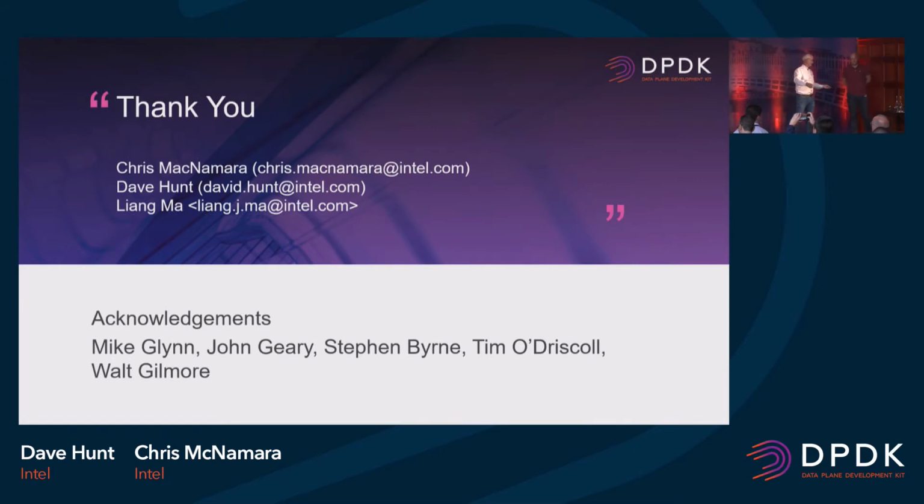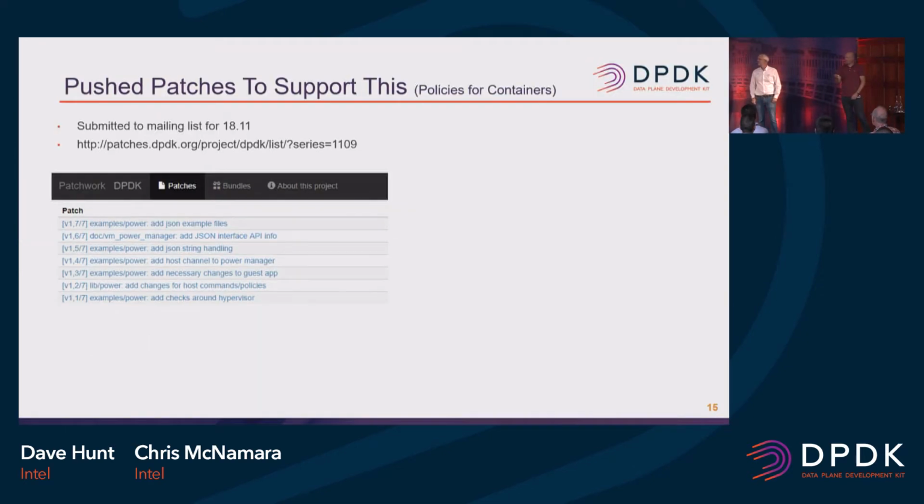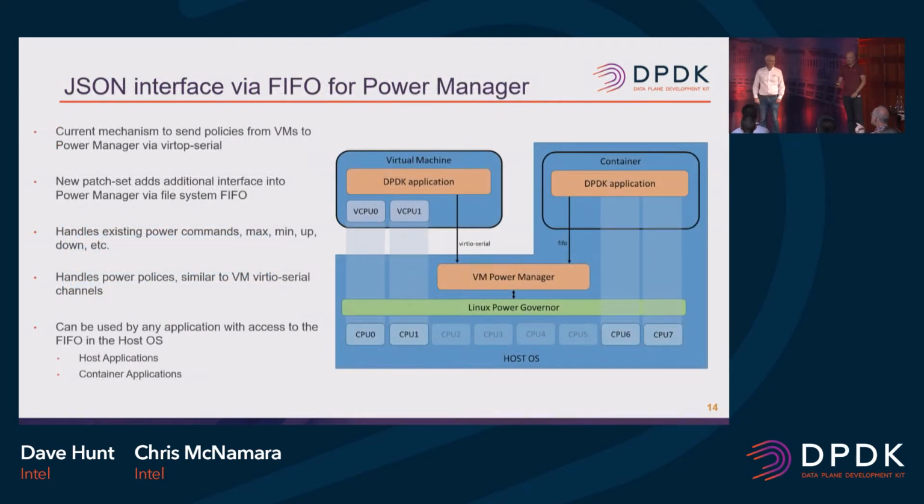Question here, Mike. In that container scenario, how do you decide what cores the container application can control the policy for? Yeah. In the policy that comes down, that will tell us what cores the pod uses. I'm not the expert on the container side of things. The VM Power Manager can decide. Now, if you switch back to that slide.